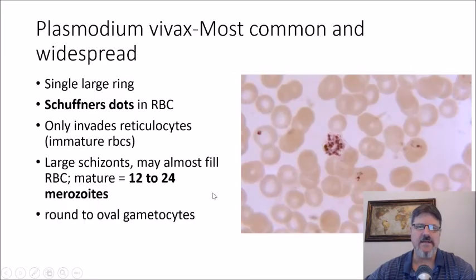Now, Plasmodium vivax, while not the most pathogenic, is the most common and widespread Plasmodium species on the planet. Typically you'll have one single large ring. You may see Schüffner's dots within the RBC, and these are little fine purple dots. Plasmodium vivax will only invade reticulocytes, so these are more immature RBCs, and so there'll be larger RBCs also because of that. The schizonts are large, and they basically almost fill the whole RBC, and you can have between 12 and 24 merozoites inside it. And if there's a gametocyte, they are typically round or oval.